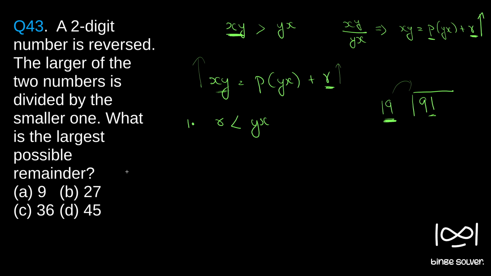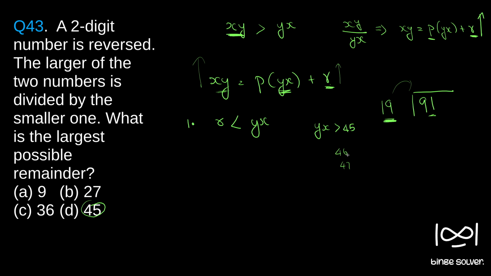If you look at the options, there is an option 45, which is the largest number in the options. If 45 is a remainder, yx has to be greater than 45. If there is a number which satisfies this condition and r is 45, it means yx has to be greater than 45. What are the numbers greater than 45? 46 is greater than 45. 47 is greater than 45.